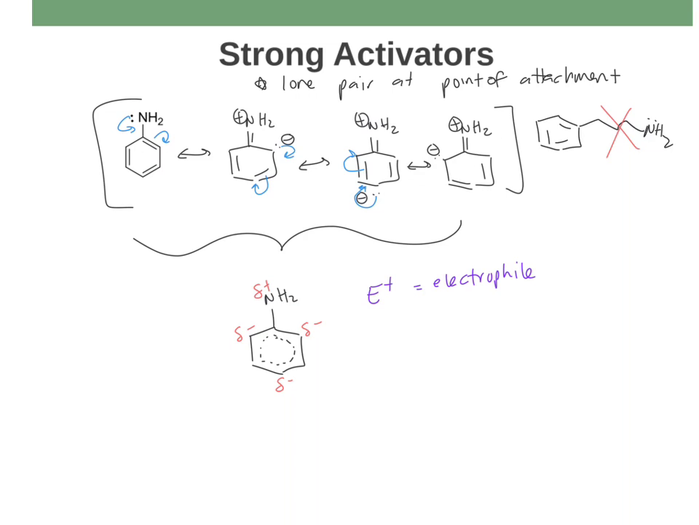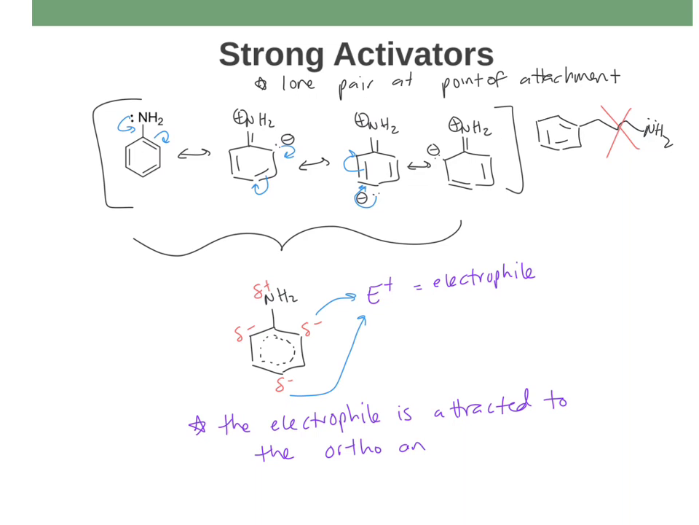So where on this ring is it going to be attracted to an electrophile? Hopefully you see that the electrophile should be attracted to the negative spots. So what we can say here is that for these types of molecules where you have a lone pair at that point of attachment, you can say that the electrophile is attracted to the ortho, which is this position right here, and the para positions.